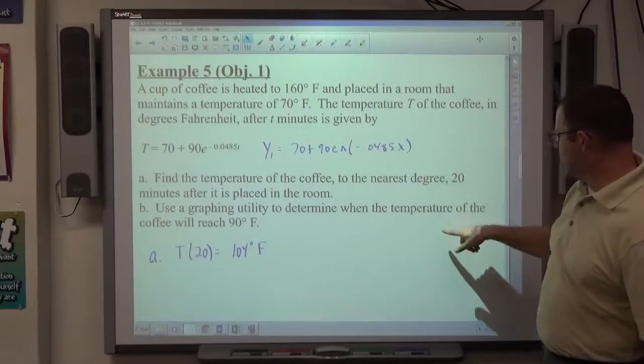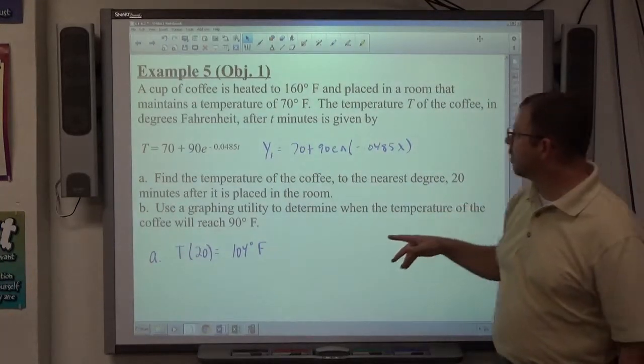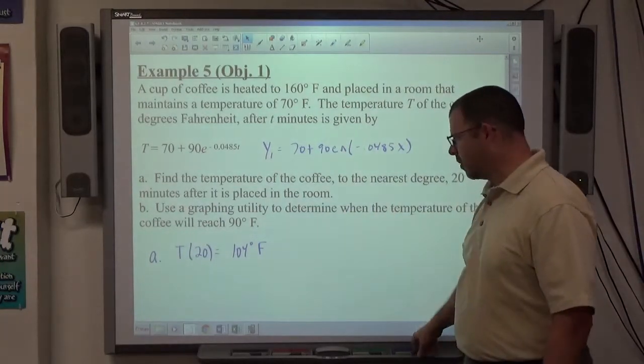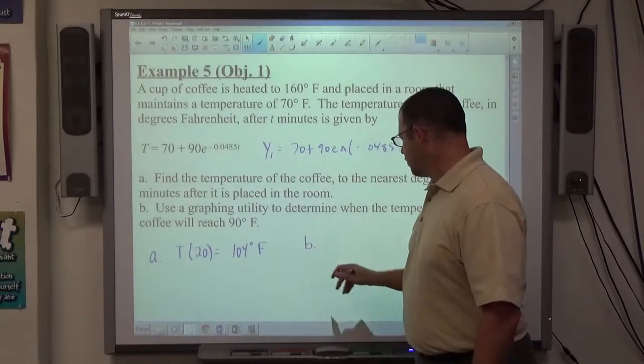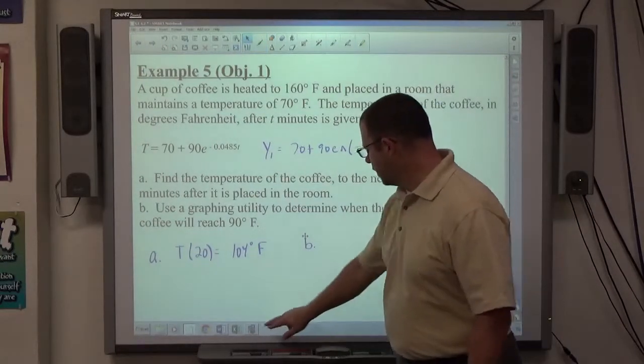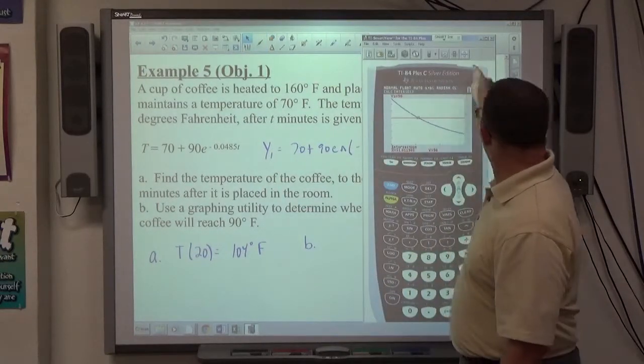It says when the temperature of the coffee will reach 90. So it doesn't specify any number of decimal places, right? So let's go with a couple decimal places. So 31.01 minutes.